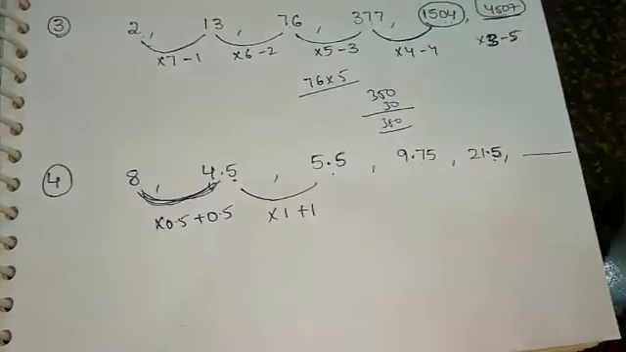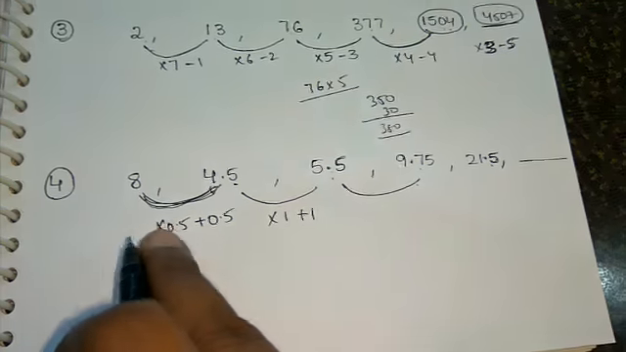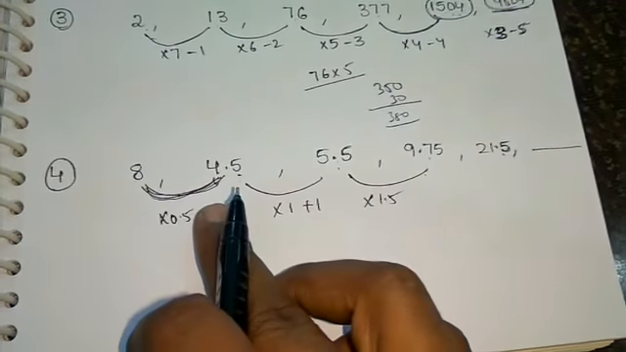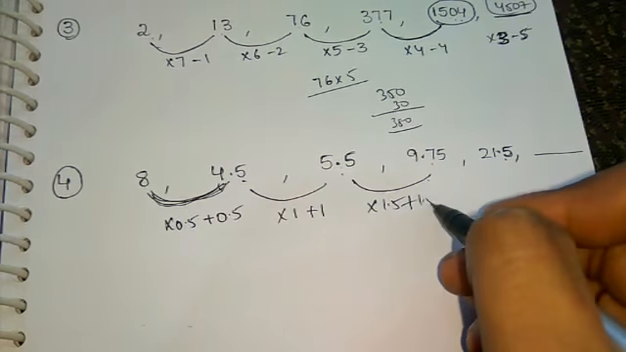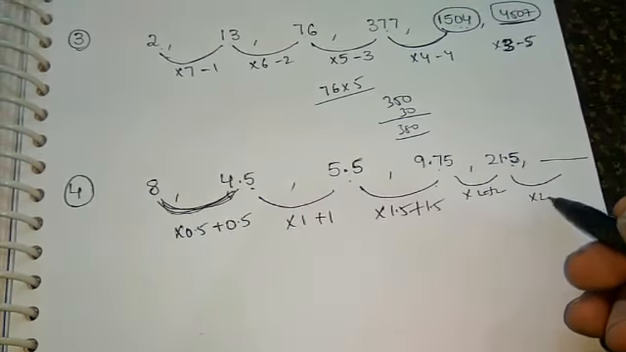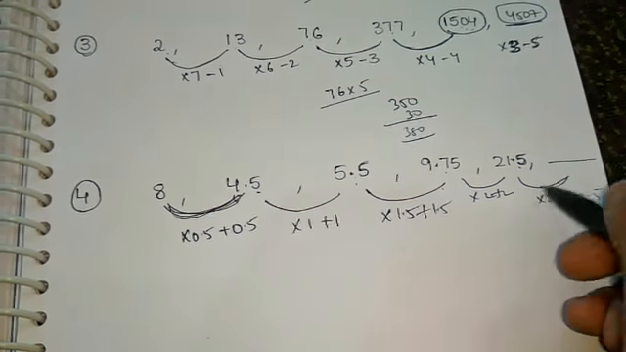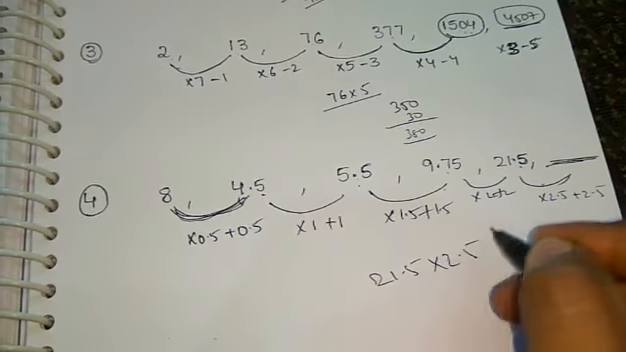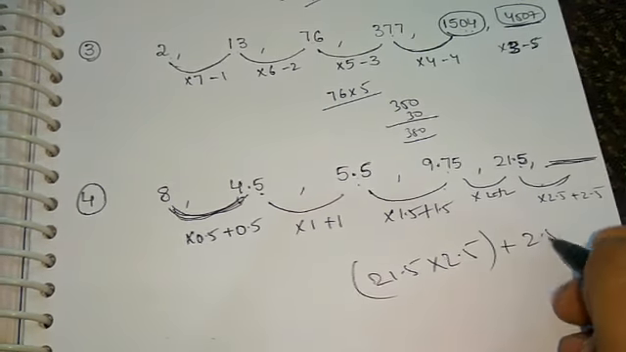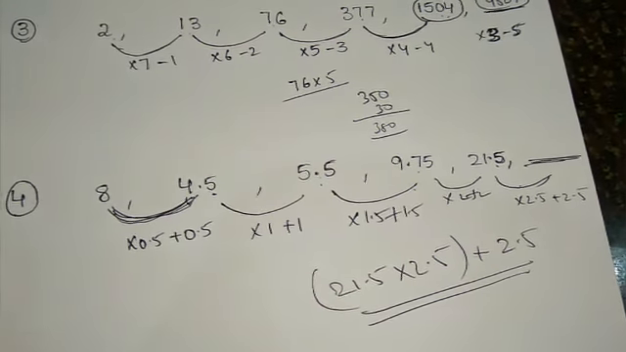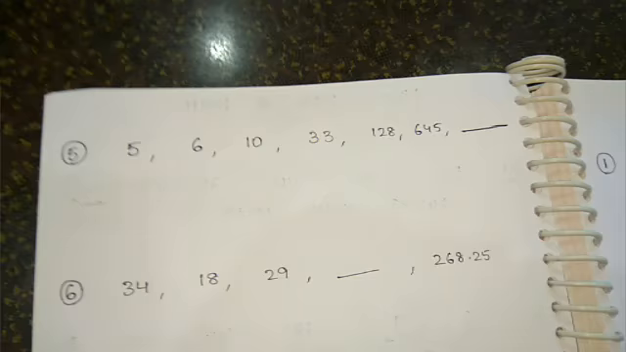Yes, so we got the pattern here. What will be the next one? 0.5 into 1, into 1.5, plus 1.5. So it will be into 2 plus 2 and the last one will be into 2.5 plus 2.5. So if we multiply 21.5 into 2.5 and at last add 2.5, we get the answer. Okay. So now moving to the next question.